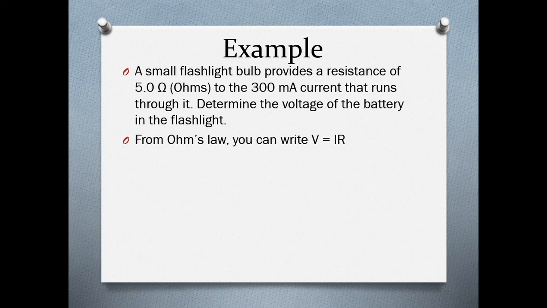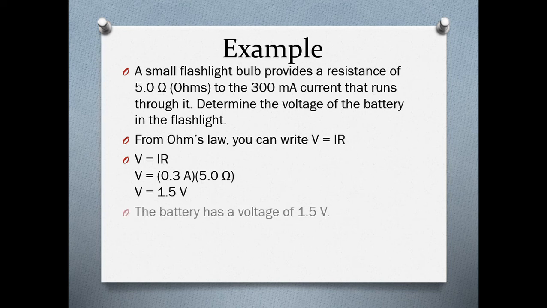Okay, so from Ohm's law, you can write that the voltage, that is what we're interested in, equals I times R. So here if we substitute the values from the problem into the formula, we will have the following. V equals 0.3 amps times 5.0 ohms. And of course, our result will be 1.5 volts. So the battery has a voltage of 1.5 volts.